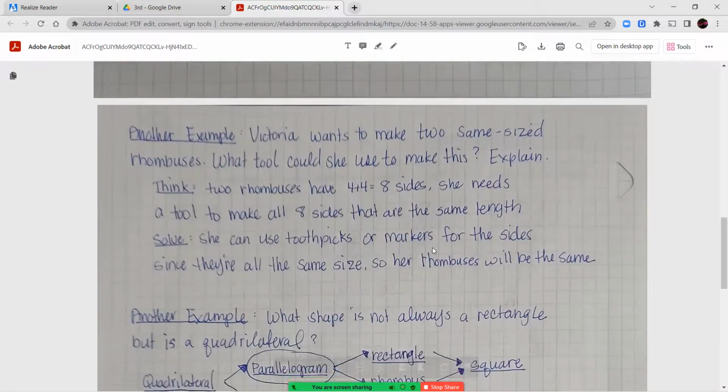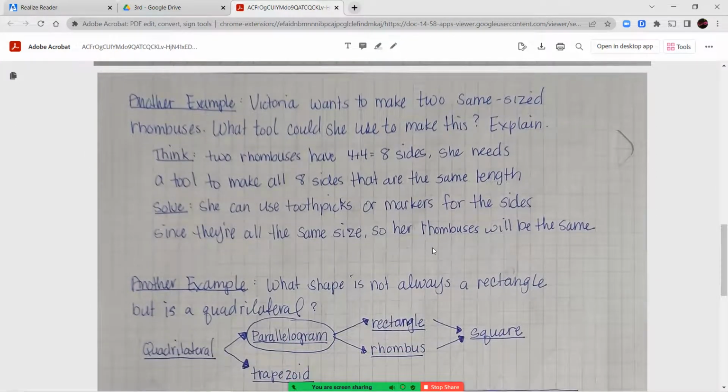Let's take a look at another example. And this is one that you're going to find in your book. It says Victoria wants to make a 2-sided... she wants to make two same-sized rhombuses. What tools could she use to make this? Explain. So I want to stop and think.